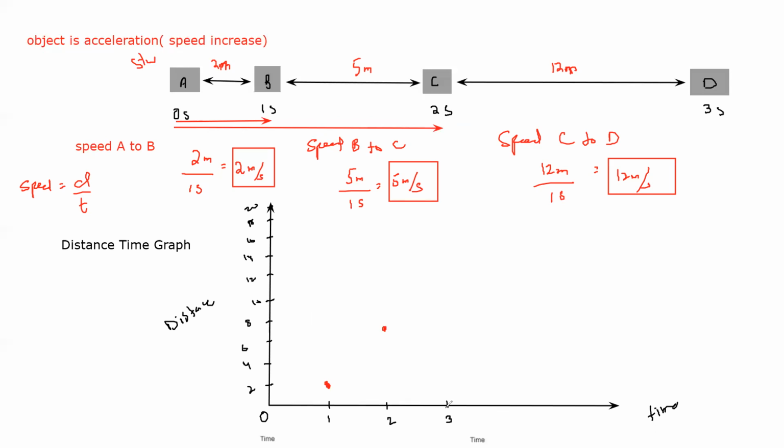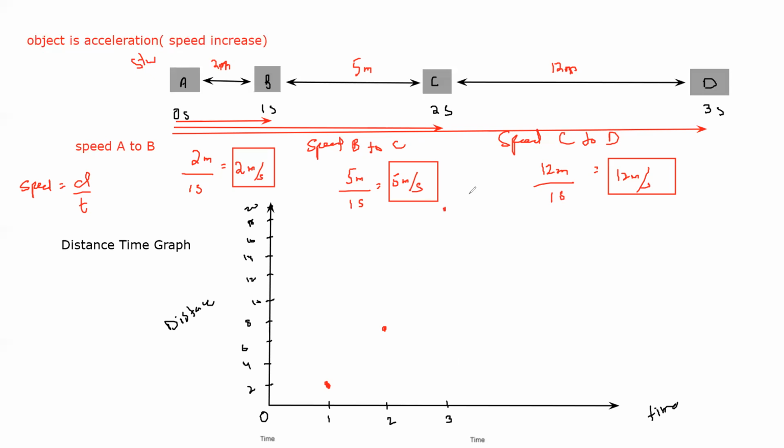Then after 3 seconds, what is the total distance traveled by the object? So 2 plus 5 is 7, and 7 plus 12 is equal to 19. So after 3 seconds, the total distance which it covered is 19. So it will be somewhere here.